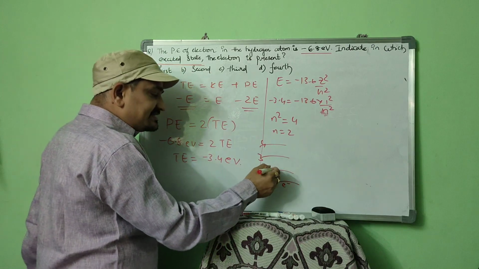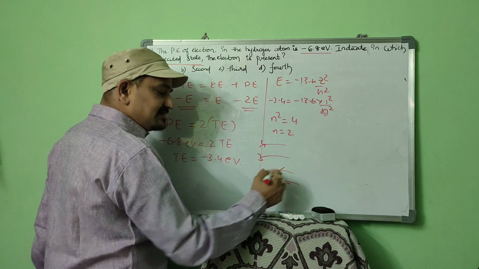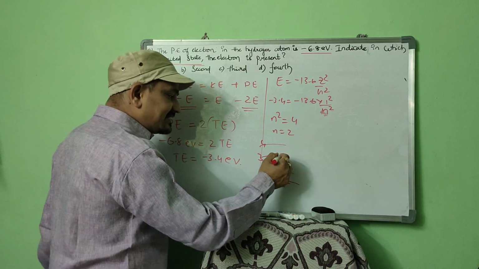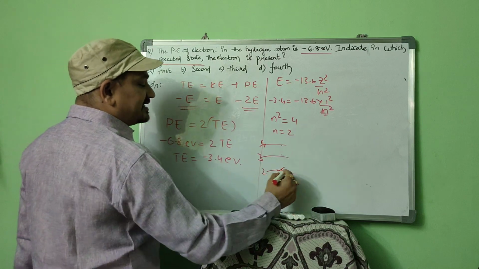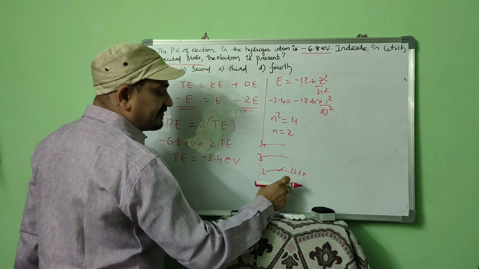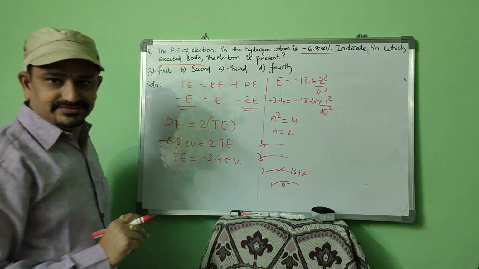Excited state means all the states other than the ground state. So which excited state is it: first, second, or third? Electron in the second orbit means that is the first excited state of hydrogen. So the answer is first excited state.